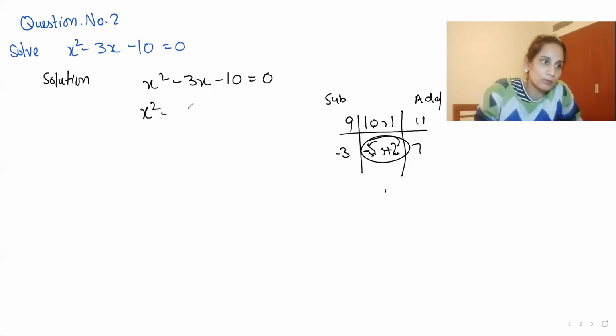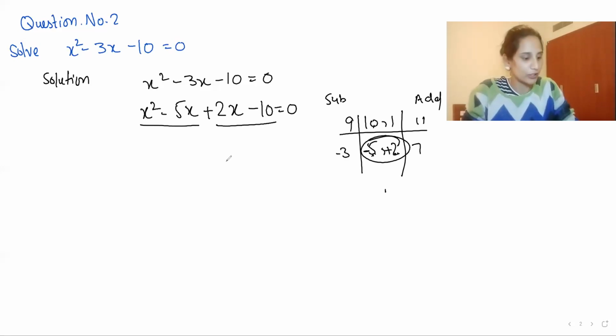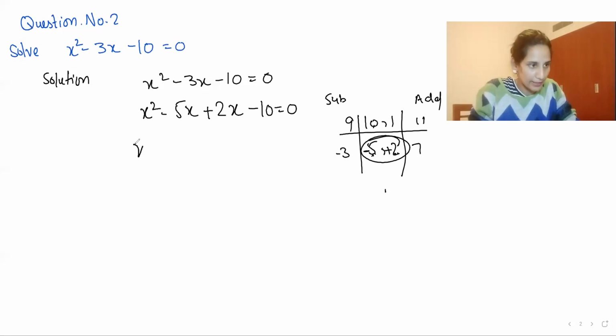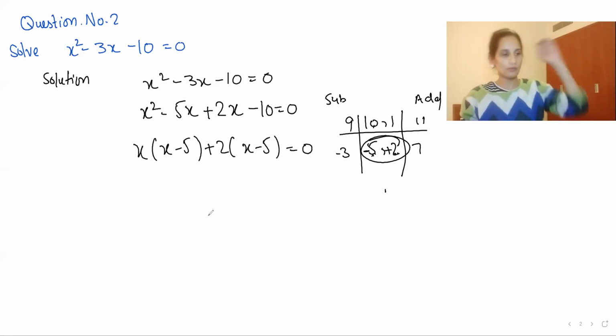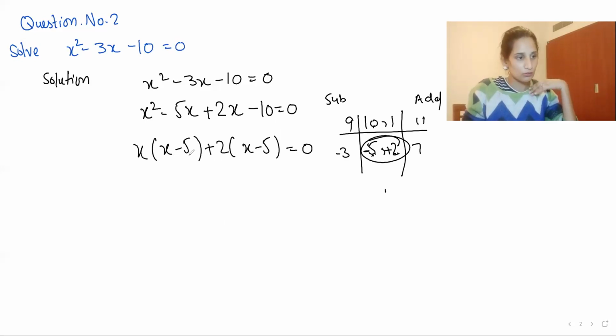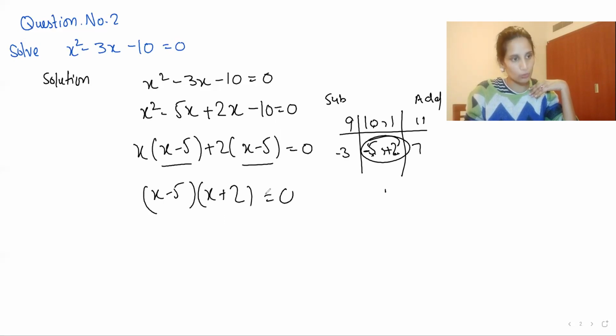So we can write x square minus 5x plus 2x minus 10 is equal to 0. Now we can take x common from the first pair and 2 common from the second pair, and we are almost done. x into (x minus 5) plus 2 into (x minus 5) is equal to 0. Here there is a common factor x minus 5, so we take it first, and then (x plus 2) is equal to 0.